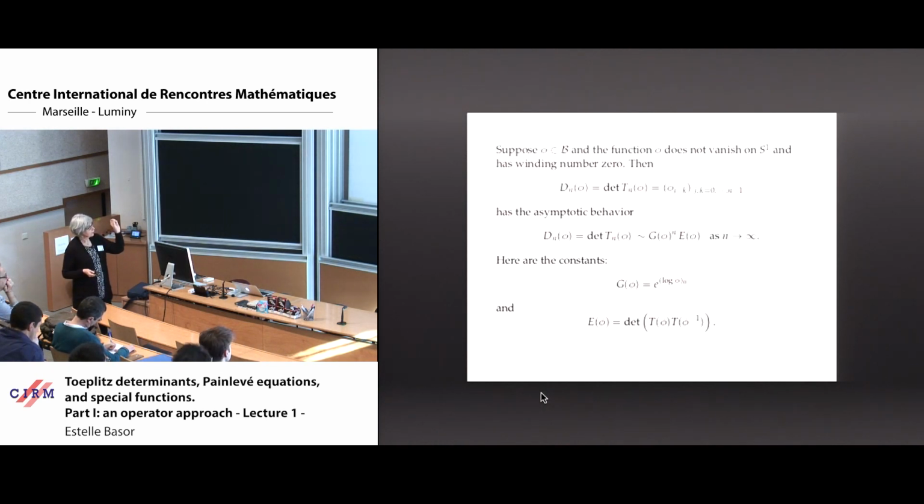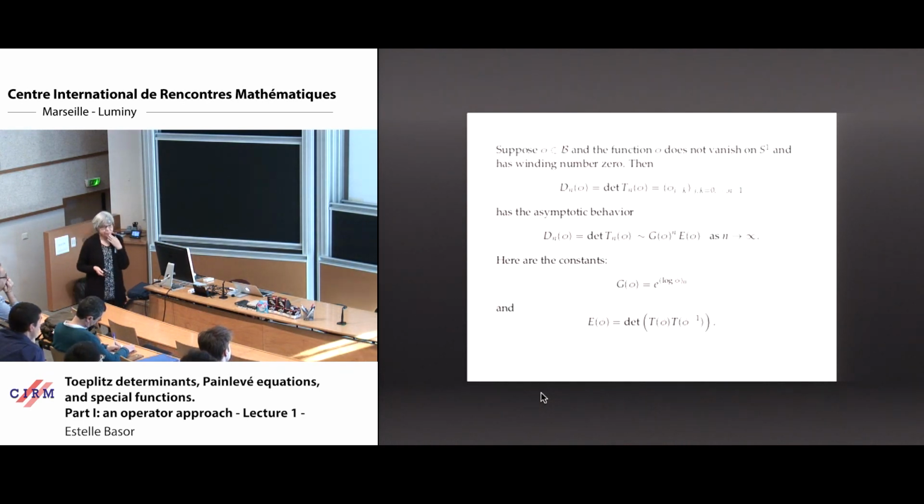And that makes sense, because if you read the top line, it says the function phi does not vanish and has winding number 0. So we know that its logarithm exists, and it has the same properties. You can take the 0th coefficient.